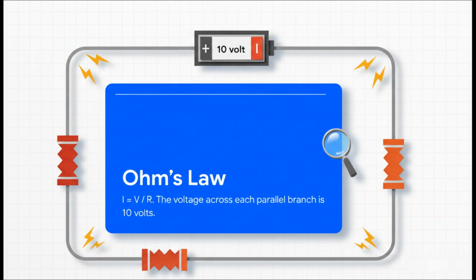Now, here's something really important about our circuit. It's a parallel circuit. What does that mean for us? It means both of those resistors are connected directly to the 10-volt battery, so they each get the full 10 volts. That makes our first calculation super straightforward.